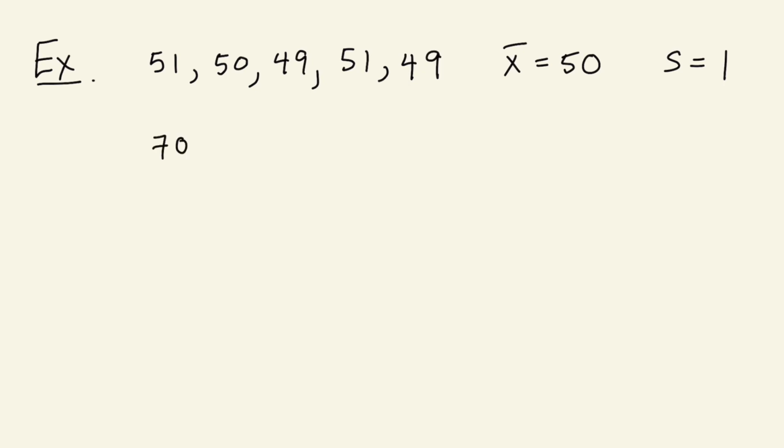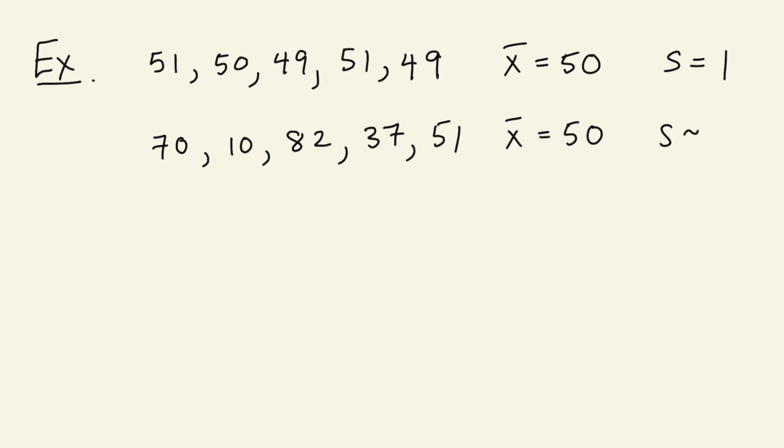Here's another set of data values. I have 70, 10, 82, 37, 51. Again, the mean here is 50. However, you can see these values vary a lot more from 50. In this case, the standard deviation is approximately 28.3.